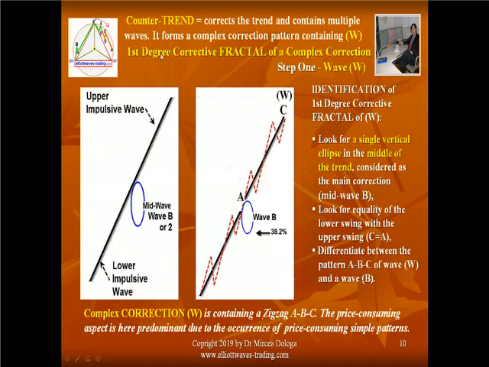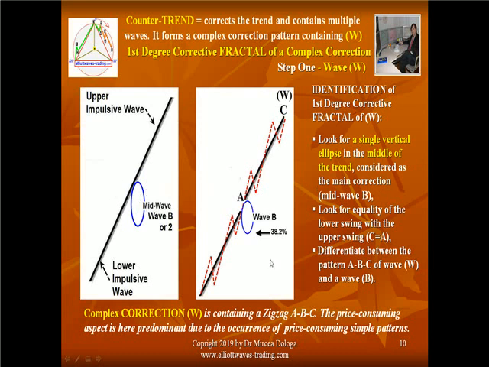Now, let's go further on and talk about the first degree corrective fractal of a complex correction. Step 1, creation of wave W. The identification of the first degree corrective fractal of W has several steps. Look for a single vertical ellipse in the middle of the trend, right here. It is considered as the main correction, mid-wave B.